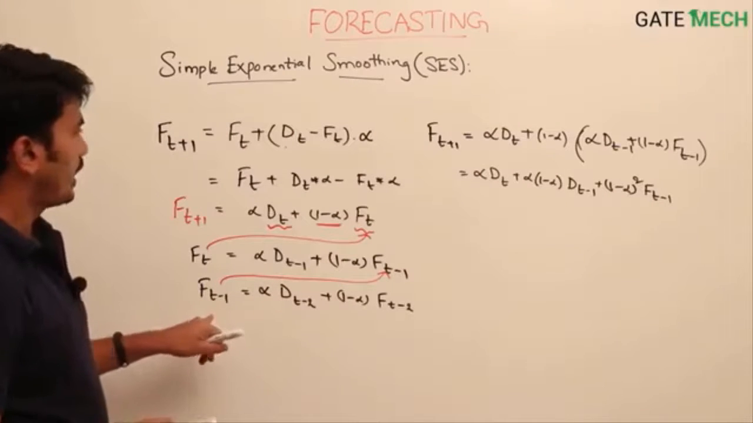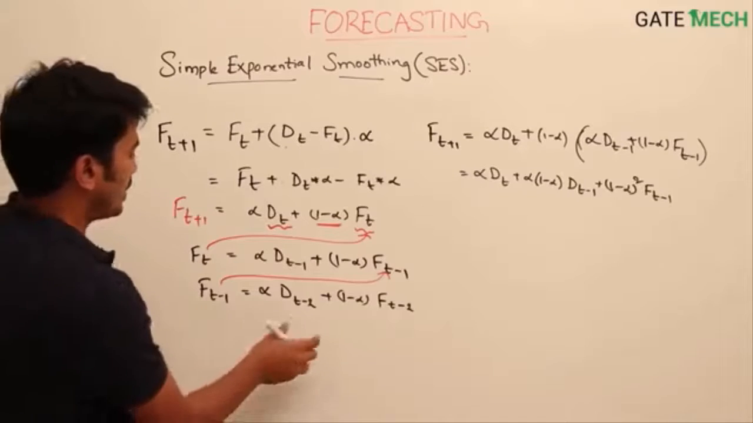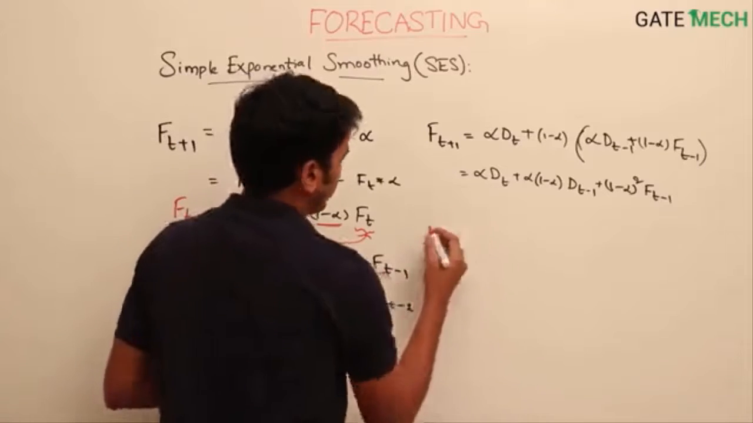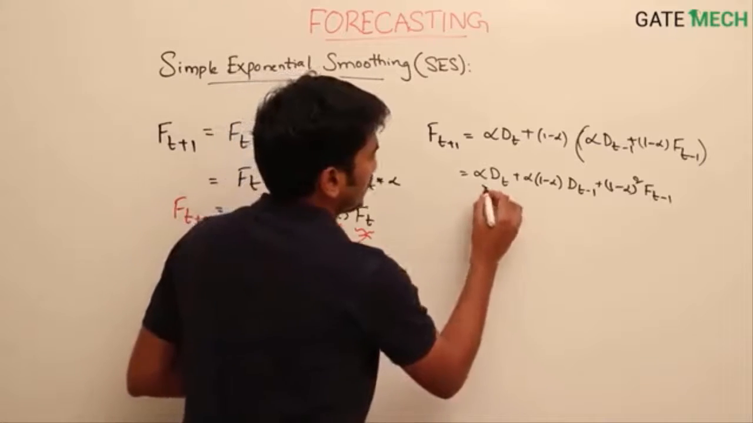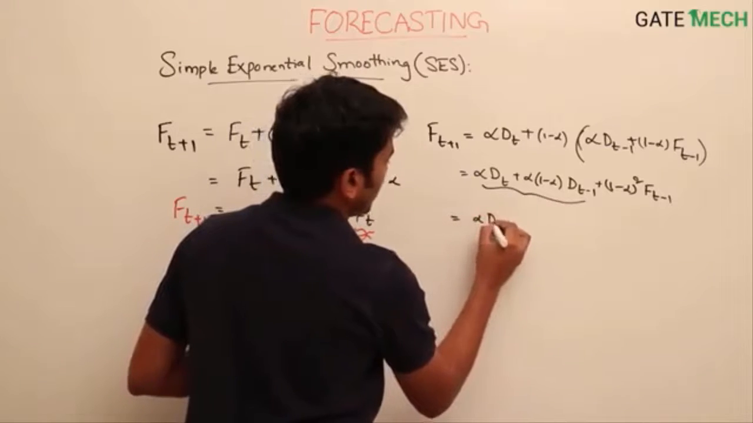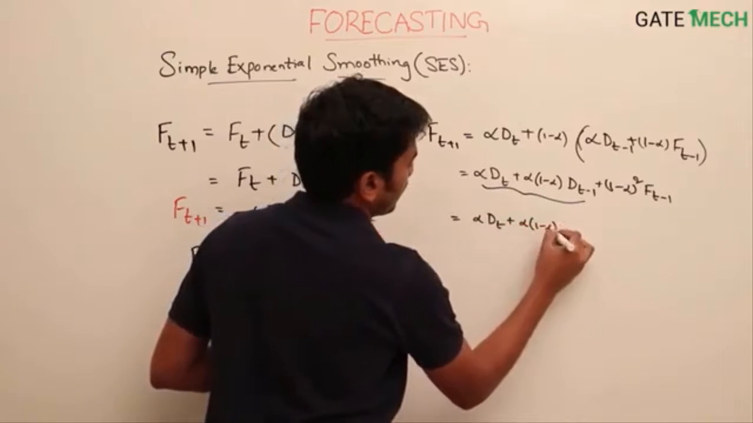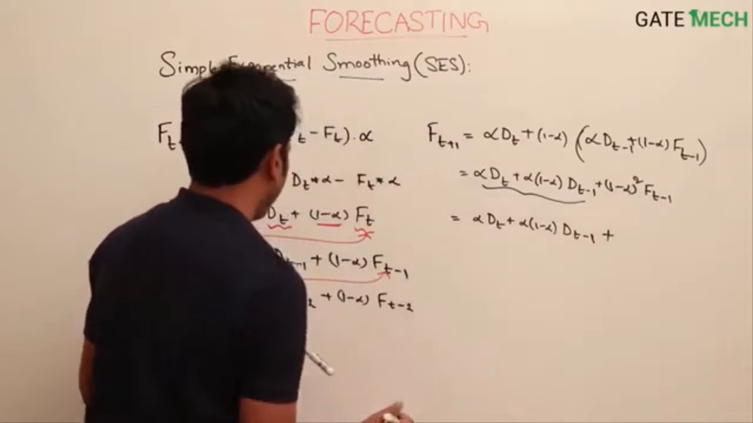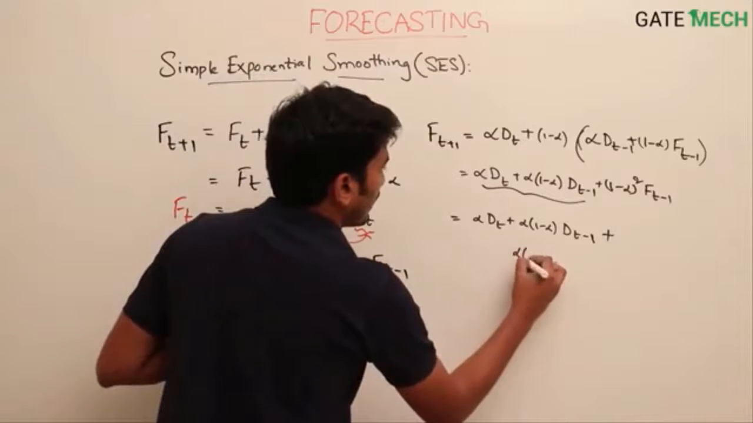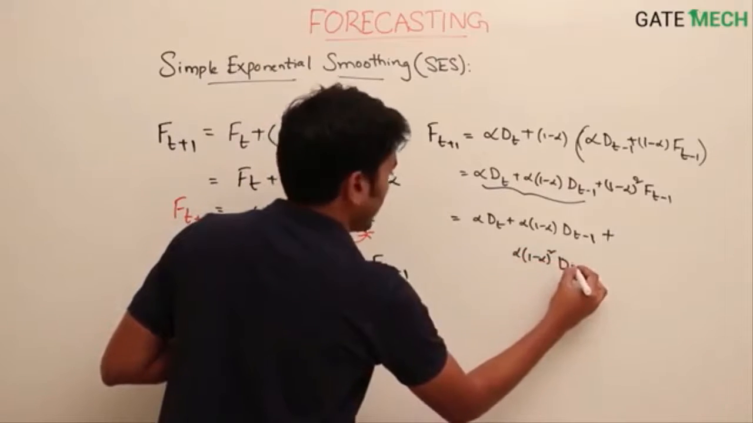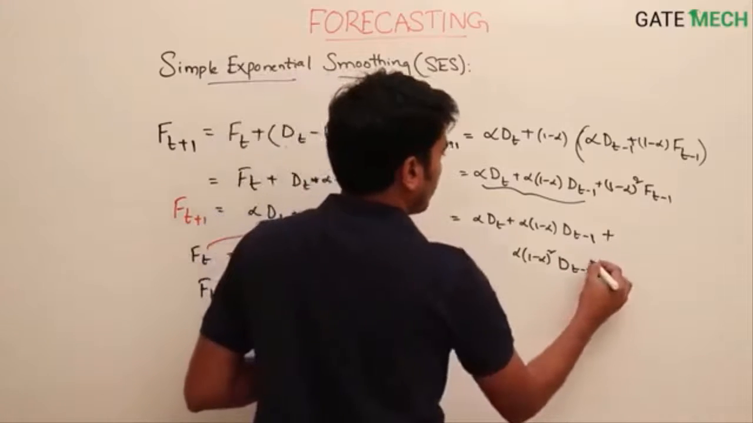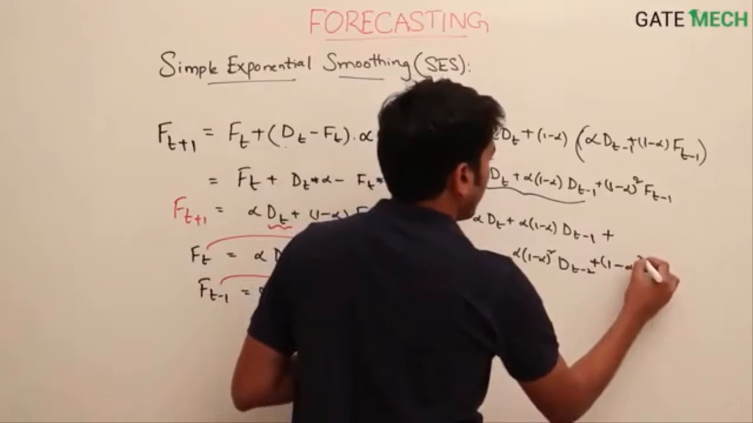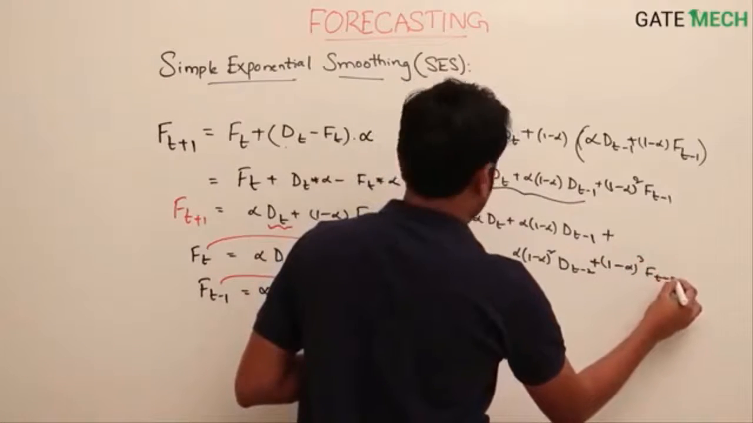Okay, now again Ft-1, I can substitute this equation here, which will result in this term won't change. So this is alpha Dt plus alpha into 1 minus alpha Dt-1 plus this term will write down here, that will be alpha into 1 minus alpha whole square Dt-2 plus 1 minus alpha whole cube into Ft-2.